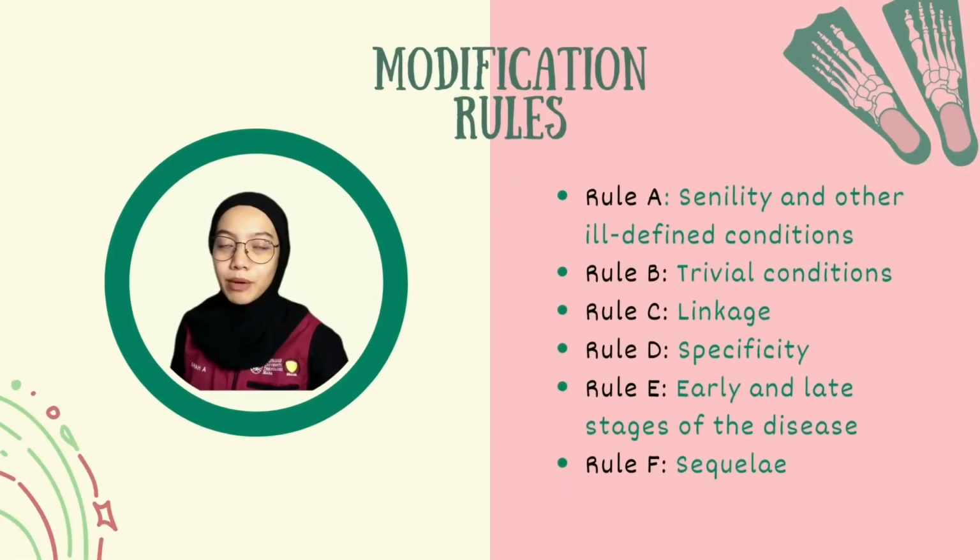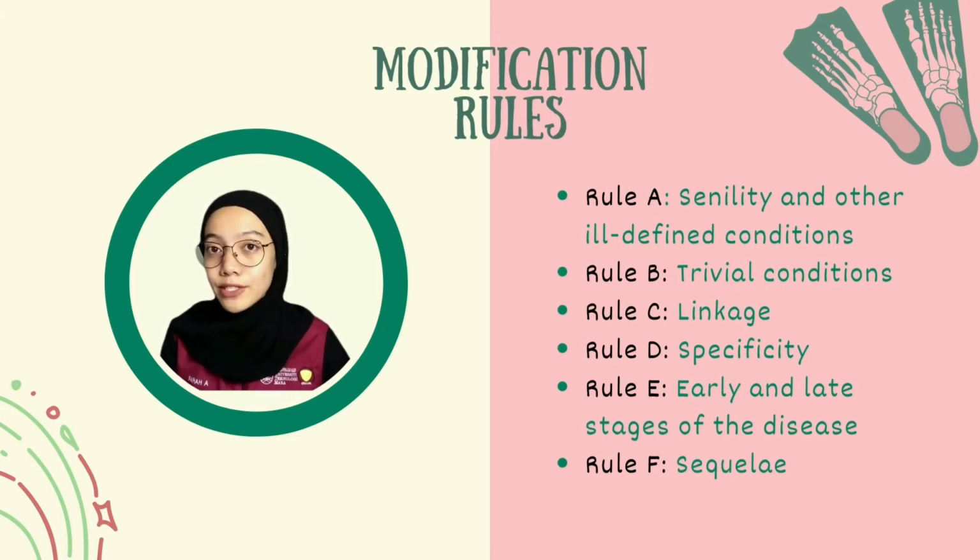Now, I will explain about the modification rules. Basically, the modification rules consist of 6 rules. The first one is senility and other ill-defined conditions, where the selected cause is ill-defined and a condition classified as well as reported on the certificate, we select the cause of death as if the ill-defined condition had not been reported, except to take account of that condition if it modifies the coding. For example, I95.9, which is hypotension unspecified.